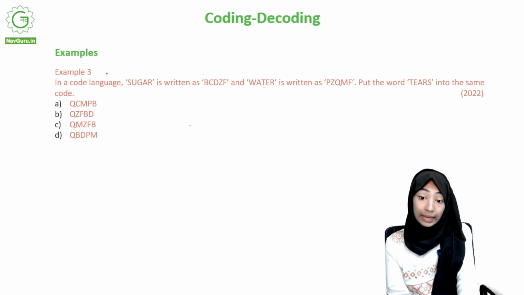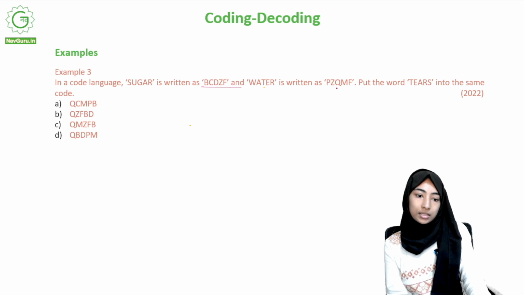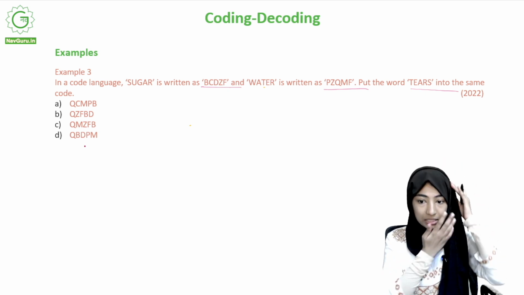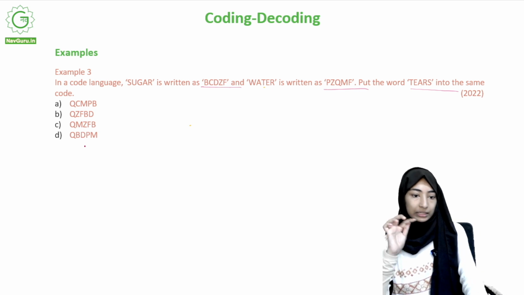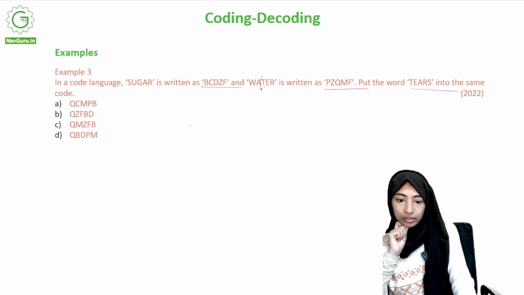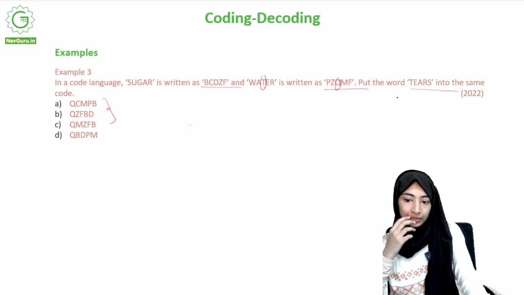Okay, in a code language, sugar is written as BCDZF, water is written as PZQMF. Put the word tears into the same code. Again, you don't really have to find the pattern. We'll see if we can find it without finding the pattern. So just look here. Tears. Do you have T anywhere? Yes, you have it in water. It's the third letter. What is the third letter in the code? Q. The problem with Q is that it is the starting letter for all the elements of the code. So Q is not a great idea to begin with.